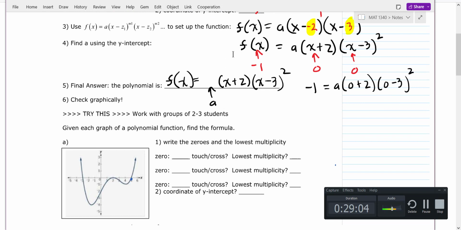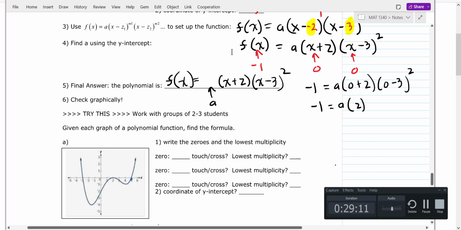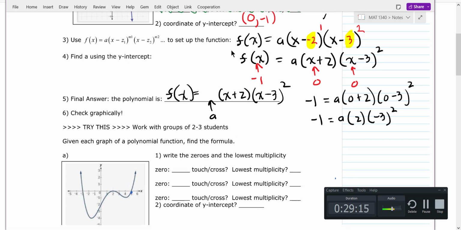Now just finish up the details. This would be -1 equals a times 2 times -3 to the second, which you can do some of in your head if you want to. So that's -1 equals a times 2 times 9. So that would be -1 equals 18a. So what's a?